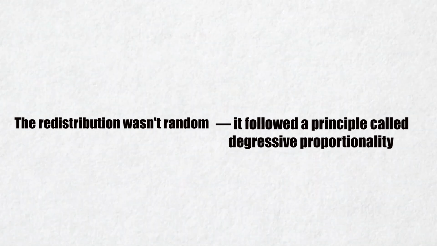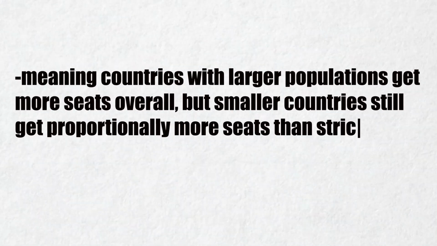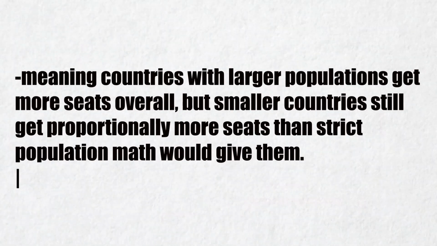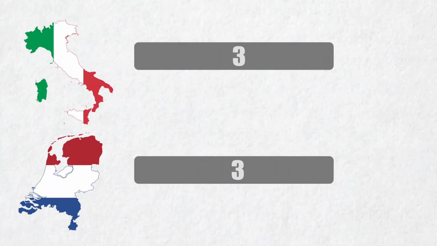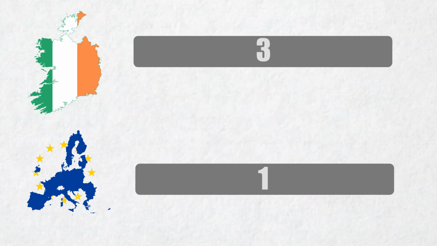The redistribution wasn't random. It followed a principle called degressive proportionality, meaning countries with larger populations get more seats overall, but smaller countries still get proportionally more seats than strict population math would give them. France and Spain gained the most, with 5 seats each. Italy and the Netherlands got 3 each. Ireland got 2, and the remaining 9 countries got 1 seat each. The other 46 seats were kept in reserve.